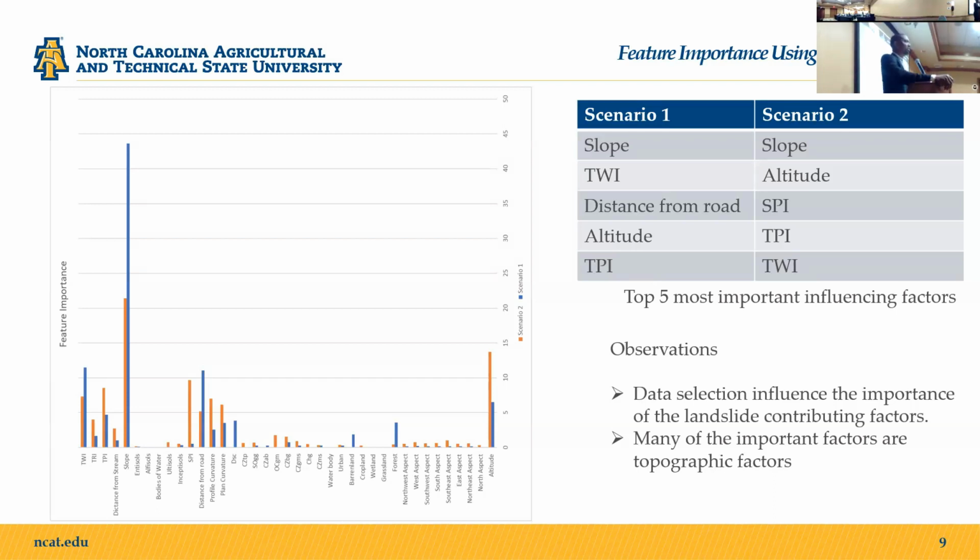Based on this, we can see that in that area, the major factors that cause landslides are topographic factors, not the soil type, not the lithology. They are majorly topographic factors, because all the factors listed in scenario 2 are topographic factors and geomorphology of the area.